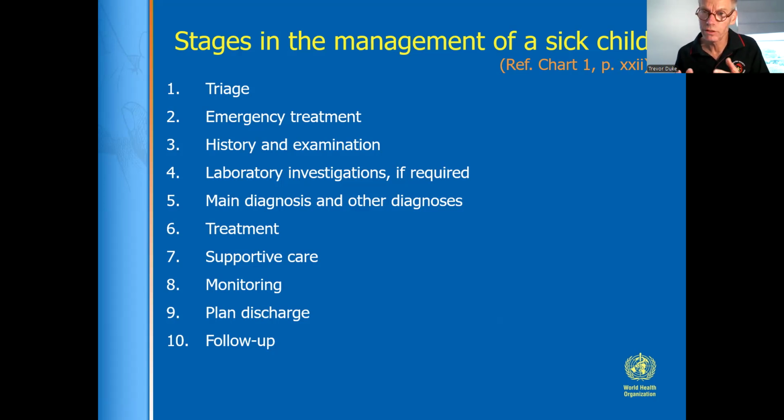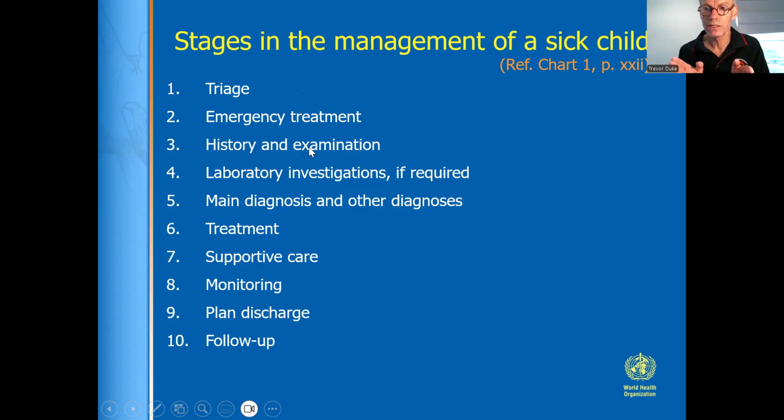Remember, if you find an emergency sign, then you should stop the process of assessment and give emergency treatment immediately. If there are no emergency signs, then move on to priority signs. If the child has priority signs, then they should be seen promptly. And if they have neither of those, then they can wait because they're not as unwell. So triage, and then giving emergency treatment if needed, and then taking a more thorough history and doing an examination.